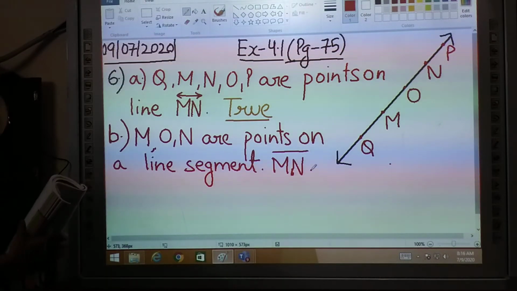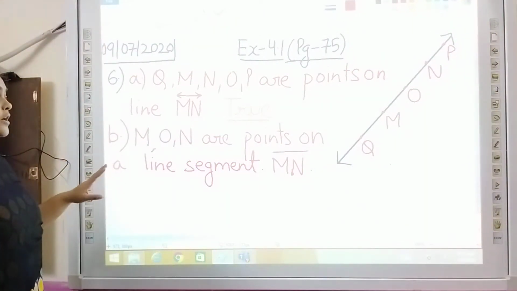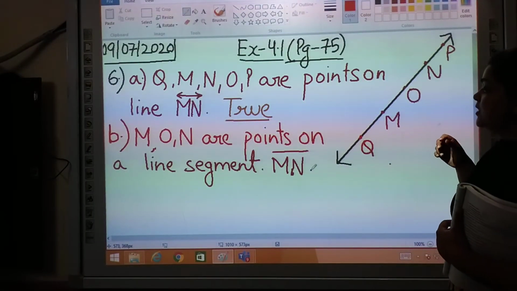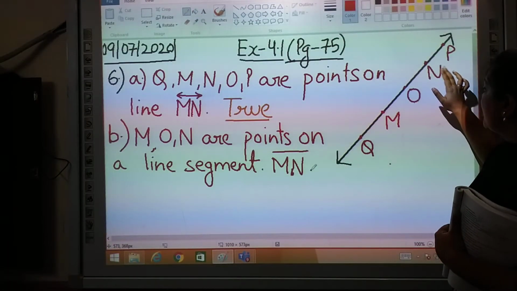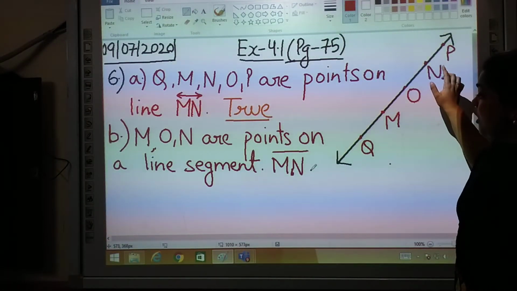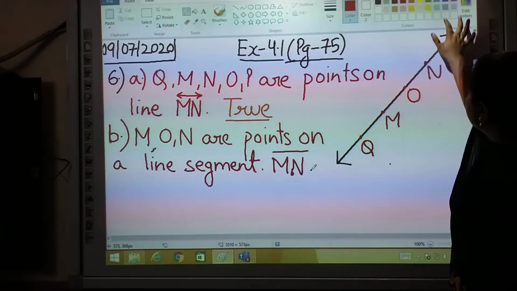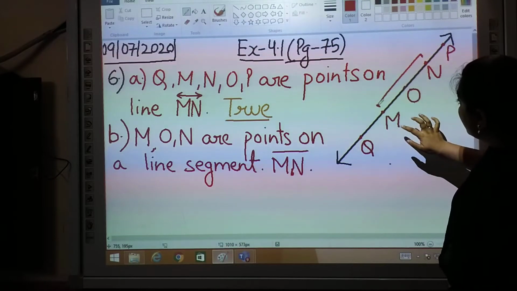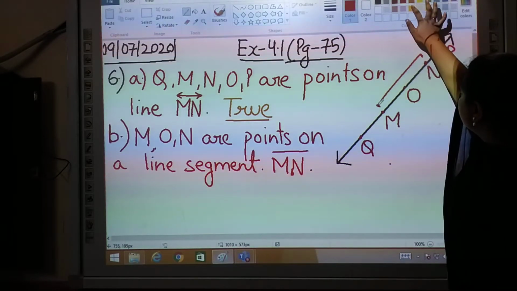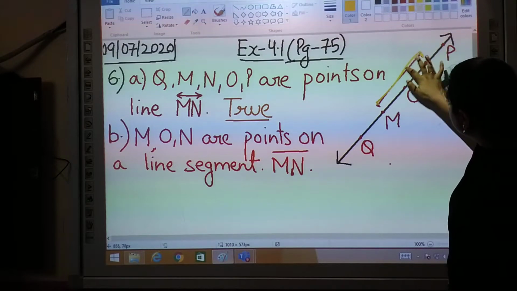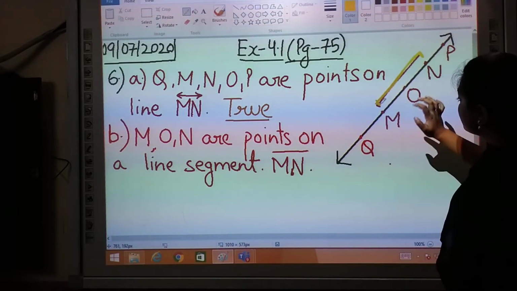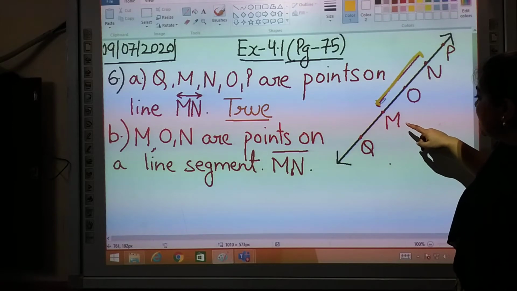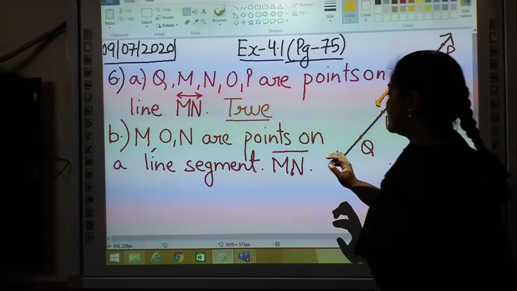Okay, so we have to answer whether this statement is true or false. So let us find out. The question is asking that point M, point O and point N are on the line segment. If we look at this line segment, the line segment is from here to here. Line segment MN is from here to here, and on line segment MN there are points M, O and N. So this statement is true.